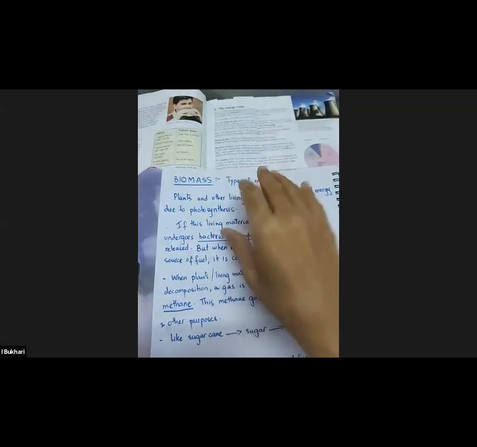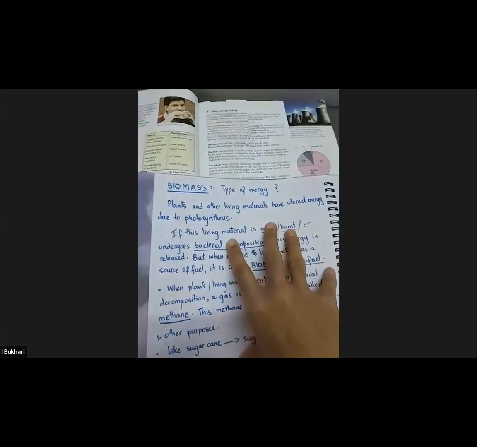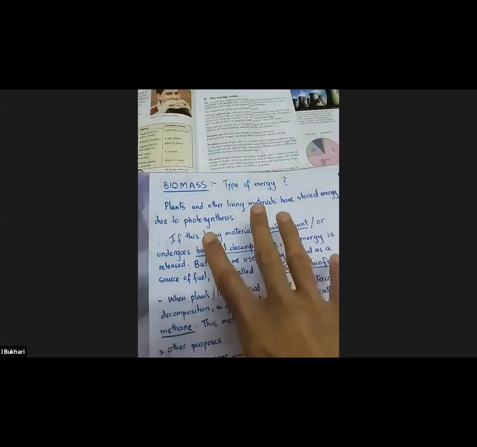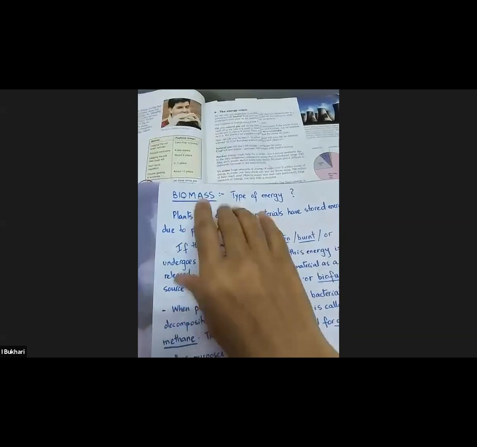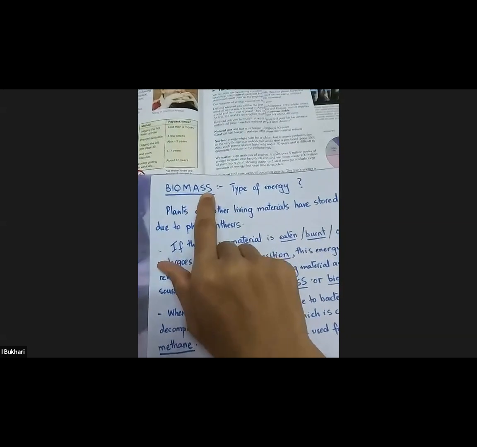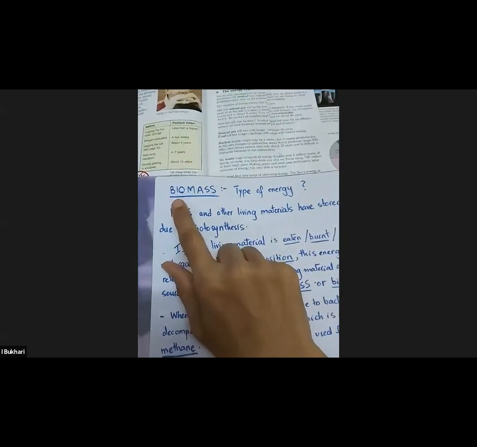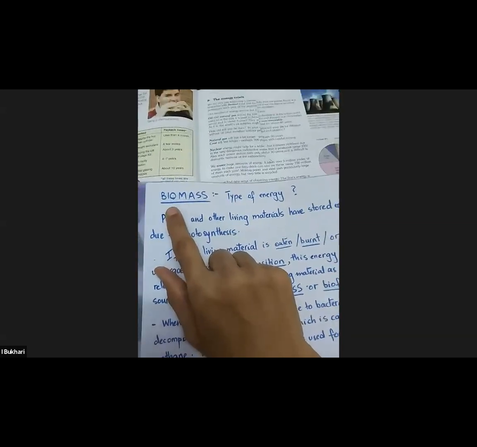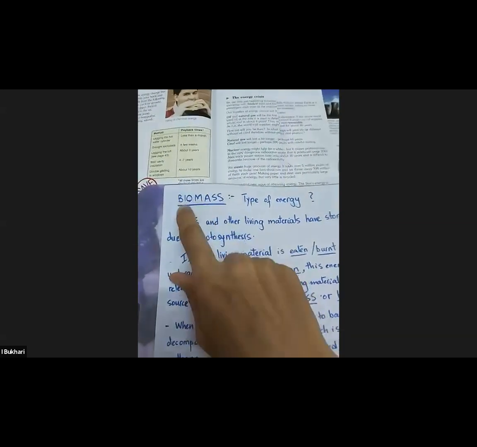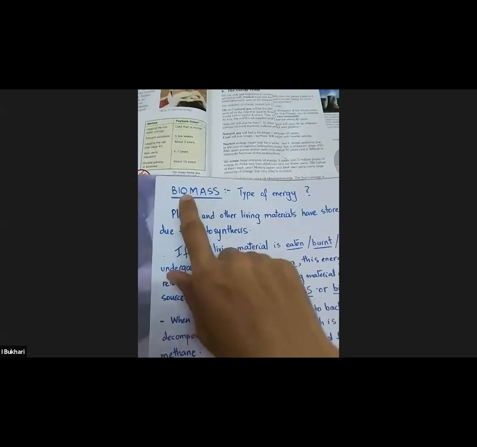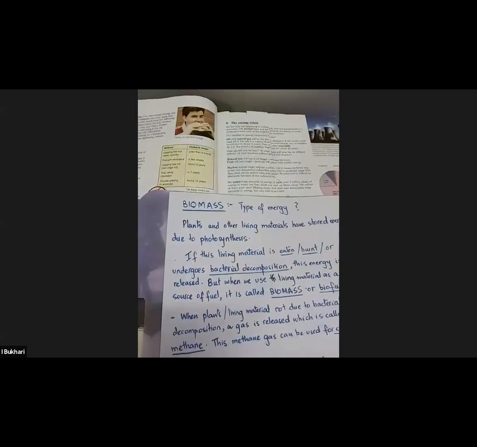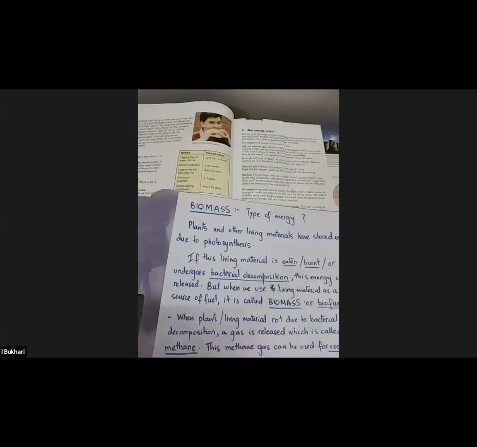Biomass. Let's talk about biomass. Now, biomass, as the name suggests, is biological mass, some mass that is coming from biological sources. What do we mean by biological sources? Bio means life, again, living materials. So now, all the living materials have energy stored in them.